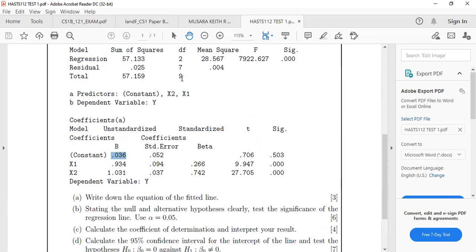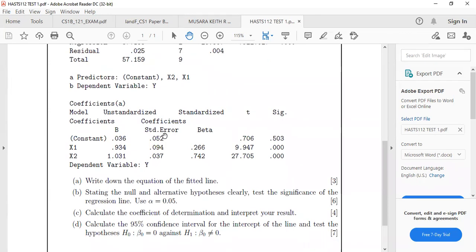Excellent. So remember our formula for getting the degrees of freedom for total, right? It's n minus 1, so n minus 1 is equal to 9, and then you make n the subject of the formula. So you get n is equal to what? To 10. That's excellent. That's correct, right? And then the standard error for beta naught is this value, which is 0.052.